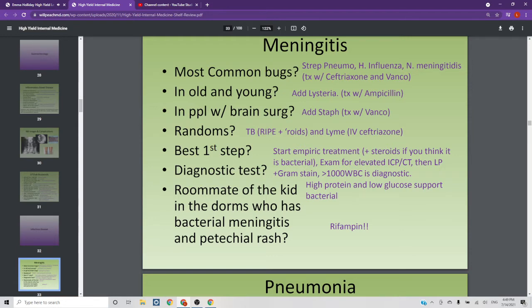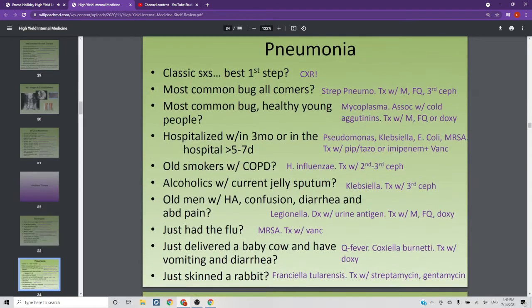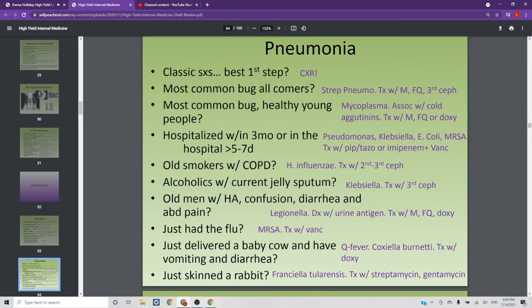So for pneumonia, if you are thinking the patient has pneumonia, what would you do first? Good. We want to see it. And what's the most common bug causing pneumonia? Strep pneumo. Most common bug in you and me, healthy young people, hopefully. The atypicals, right? So mycoplasma is the most common, and that, remember, is associated with cold agglutinins, and we treat it a little bit differently. A macrolide is the first line of treatment here.